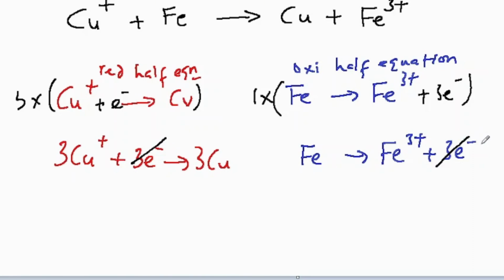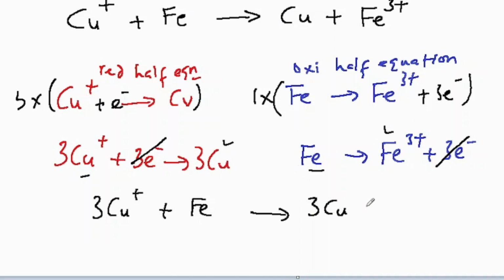So what do we do now? We add the two half equations together, reactant to reactant. So let's have it: 3 Cu+ plus Fe. Then product to product: we have 3 Cu plus Fe3+. Alright, so this is our balanced redox equation. So we can confirm that.